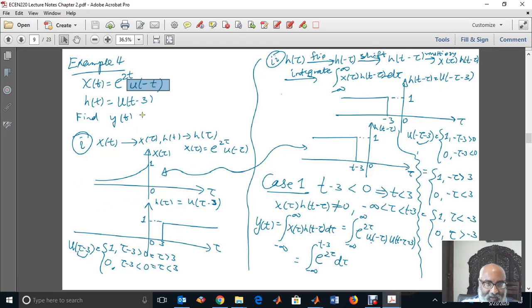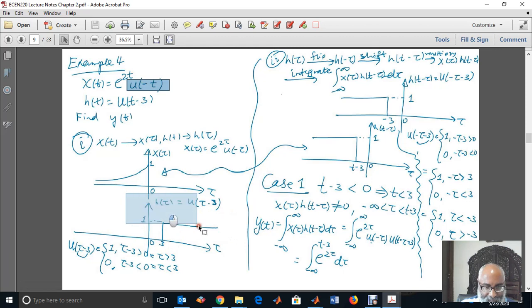And what about h(tau)? h(tau) is u of tau minus 3. U of tau minus 3 means the unit step is shifted by 3 to the right. So it starts from 3 and goes to infinity. For tau greater than 3, it is 1. For tau less than 3, it is 0. This is h(tau), u of tau minus 3.